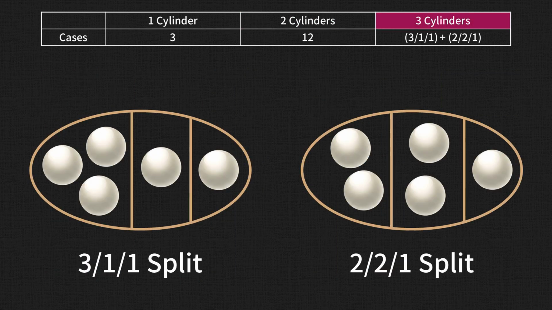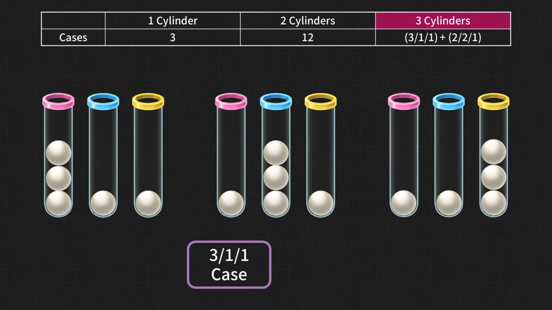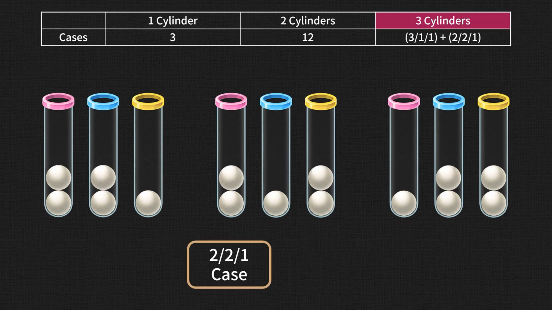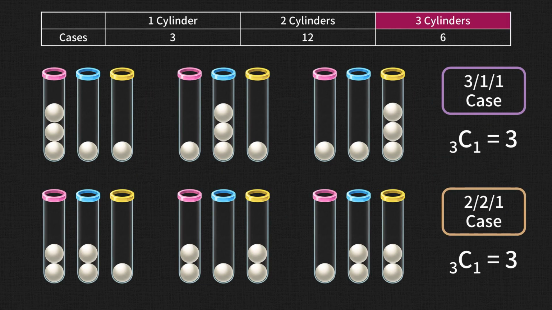Finally, the third case is using all 3 cylinders. We have 2 patterns here as well, the 3-1-1 split and 2-2-1 split. The first pattern here is the 3-1-1 split. To calculate this, we simply choose which cylinder gets the 3 marbles. There are 3 choices. So, the 3-1-1 split pattern has 3 cases like this. The second pattern is the 2-2-1 split. Similarly, we choose which cylinder gets the single marble, giving us another 3 choices. So, for the 3-cylinder scenario, we have 6 cases in total.